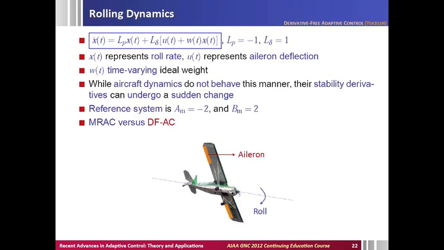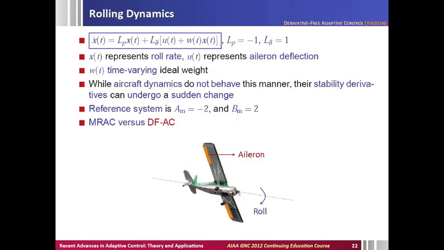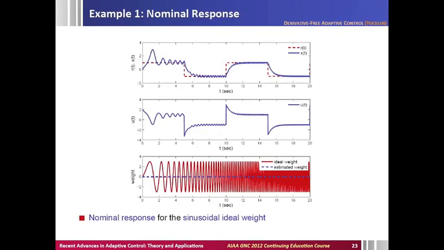Here w is scalar, everything is scalar. These parameters are also scalar. Time varying ideal weight. And of course, aircraft dynamics do not behave in this manner, but we can still use this example because their stability derivatives can undergo sudden change. So here I choose this reference system, and we are going to compare MRAC in its pure form with derivative-free adaptive control. First of all, we select this uncertain, time varying ideal weight to be this red one. It is not quite sinusoidal, but it is a chirp signal changing from one frequency component to another.